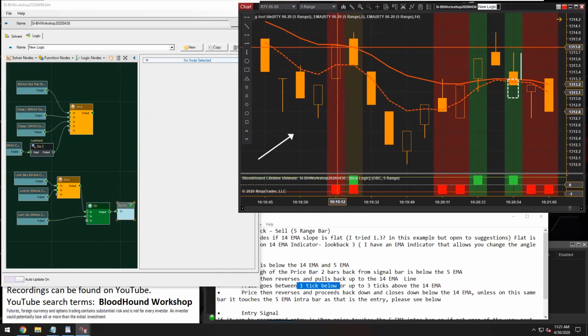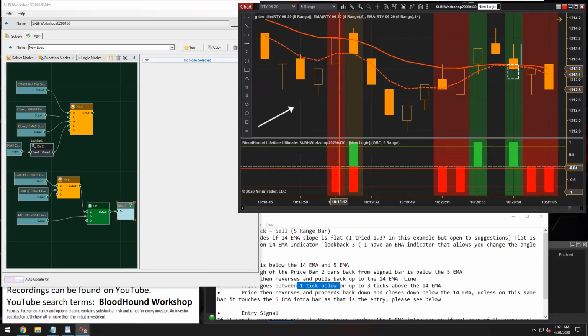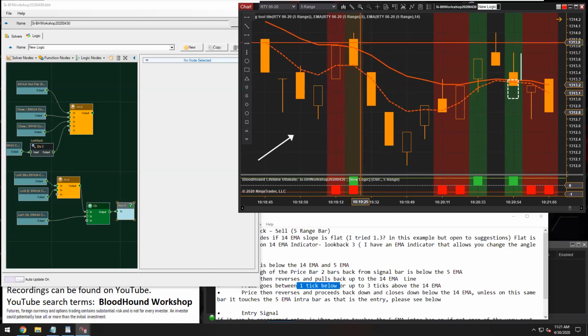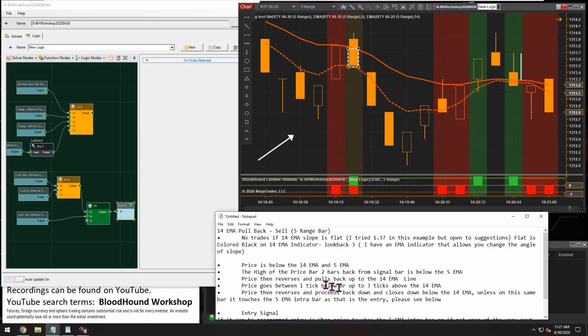So let's look at this. Our high is above the EMA, but it's within 1 tick of it, so we have a short output here from BloodHound. This bar's high is above it, but within 3 ticks. And the opposite is also true: the low of the bar is below the EMA, but within that 3 tick offset, so that would be this condition here for a buy setup.